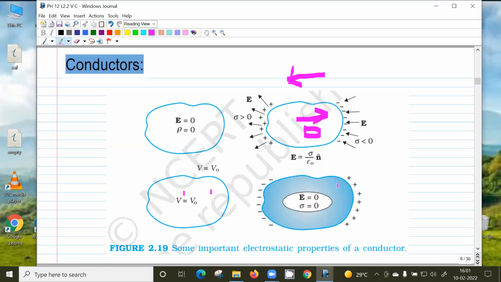And here there is a conductor like this in which there is a cavity. The electric field here is zero. Otherwise, the electrons will move until it becomes zero. And inside there won't be any charges on the inner surface, so the electric field inside the cavity will be zero. Yes, sir.